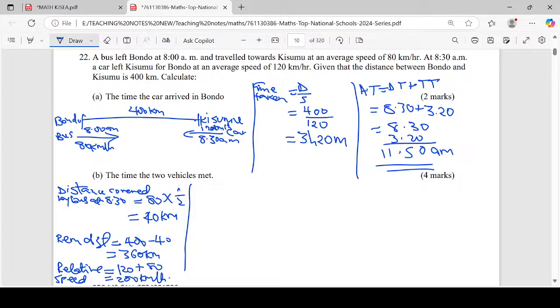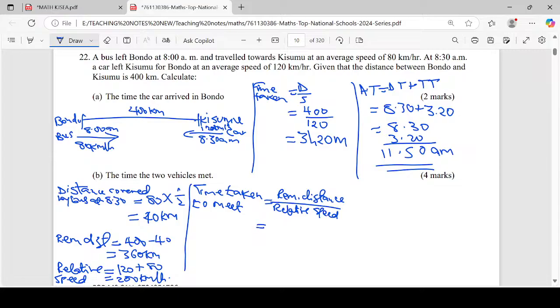Now, after getting the relative speed, let's get the time taken to meet. For the time taken to meet, you take the remaining distance all over the relative speed. That's how you get the time taken to meet.